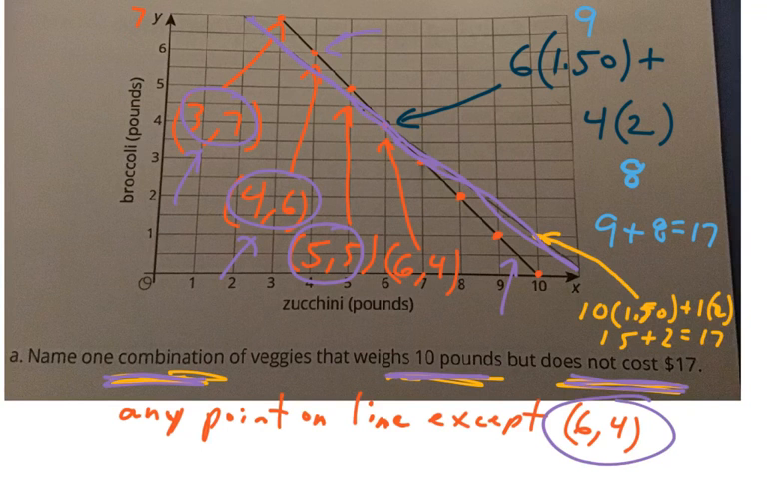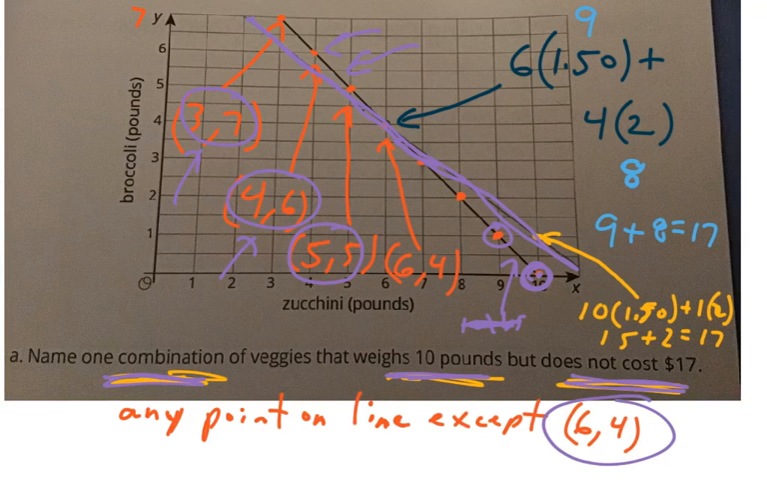For example, see this point down here I just circled at 10-0? If I have 10 pounds of zucchini and 0 pounds of broccoli, that right there is 10-0, right? The point right here next to it, that's where I have 9 pounds of zucchini and 1 pound of broccoli. But both of those have 10 pounds of veggies. Neither one is $17 because they're not on the other purple line, right? I made it purple actually, didn't I?